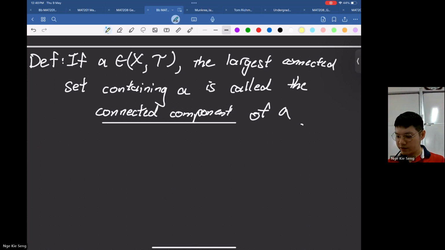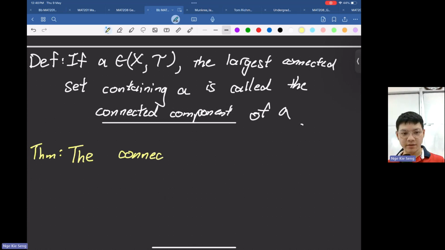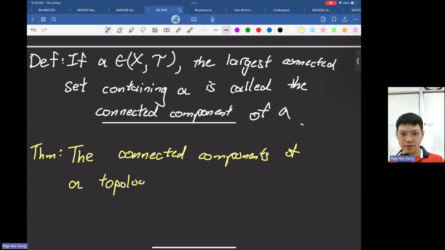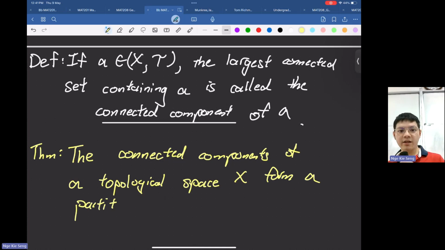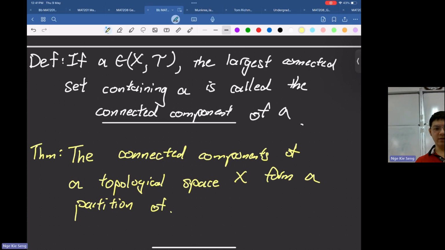Theorem here. The theorem is very easy to prove: the connected components of a topological space X form a partition of X. In other words, this connectedness becomes an equivalence relation. If you are connected with me, then we stay in the same equivalence class, which we call the connected component. Okay, so this is very easy to prove.